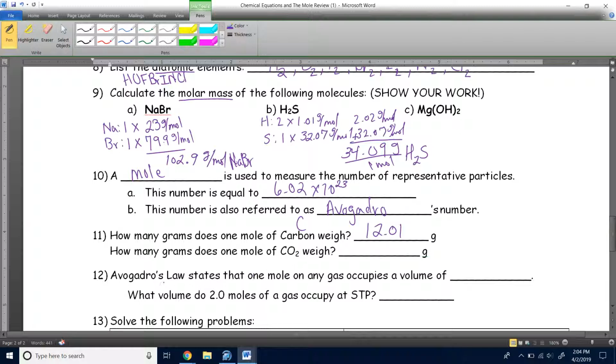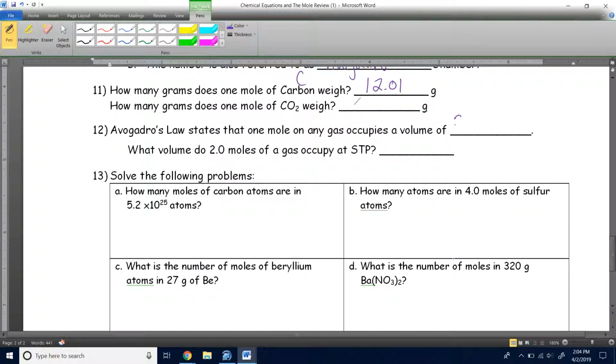Avogadro's law states that 1 mole of any gas occupies a volume of, that's the conversion factor for volume. Okay, guys. So that one, if we remember, is 22.4 liters. Okay. That's how much a gas occupies in regards to its volume. It occupies 22.4 liters in 1 mole of any gas. Okay.